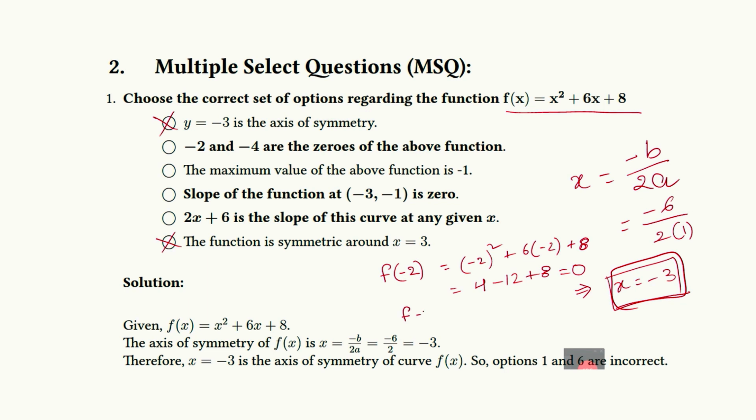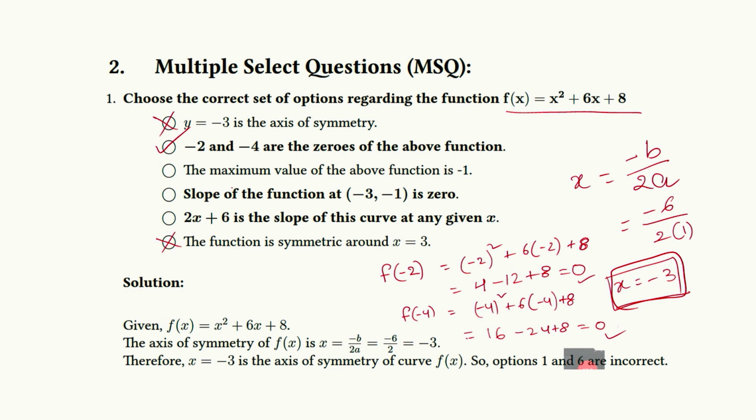Similarly, if you substitute minus 4 in place of x, we get minus 4 whole square plus 6 times minus 4 plus 8, which gives me 16 minus 24 plus 8. This also gives me 0. So, from this we can conclude that minus 2 and minus 4 are the zeros of the given function. So, this is true.